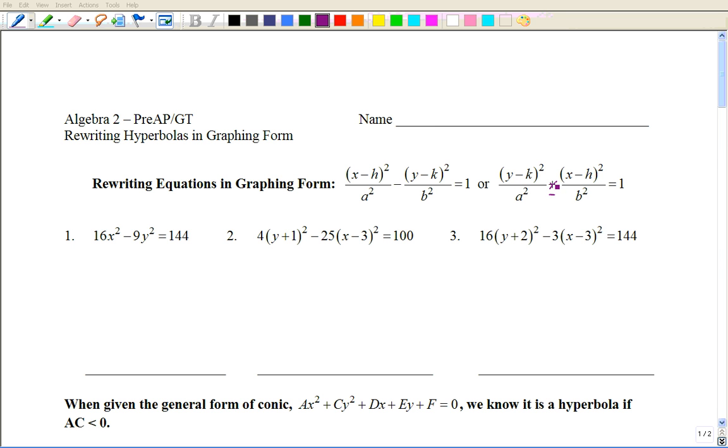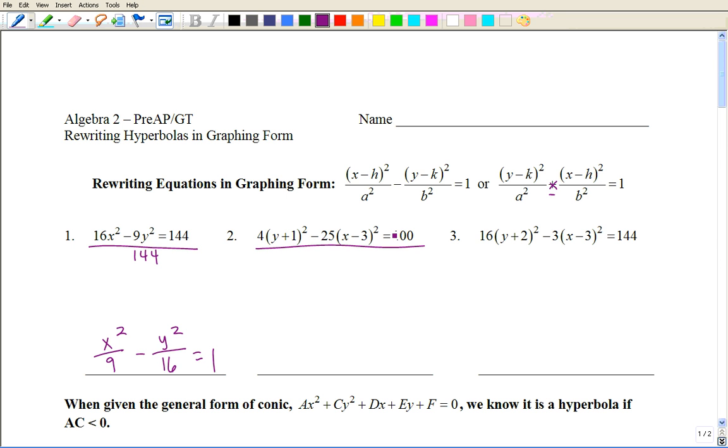And just in case you haven't noticed it already, this is supposed to be a minus sign because hyperbolas always have a constant difference. So that is a minus sign right there. Because it's always equal to 1, these first three will be quite easy. On this first one, we're going to divide everything by 144. So 16 over 144 is 1 over 9, so that's x squared over 9. 9 over 144 is 1 over 16, and then that equals 1.